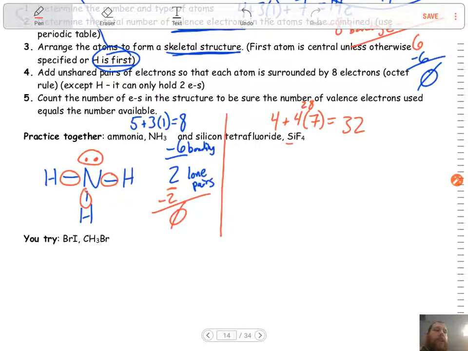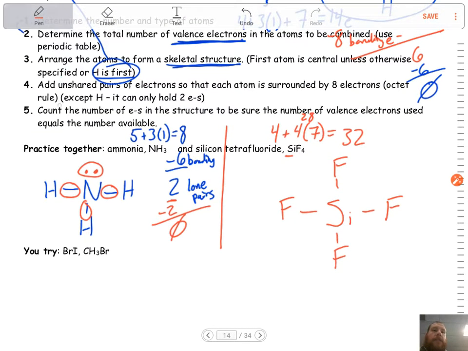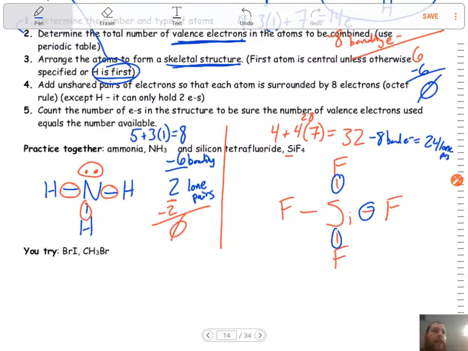What's going to be my central atom? Silicon's first. Put that in the middle. Each fluorine is going to be all around silicon, and I'm going to connect them all with a bond. How many electrons did I just use? I've got 4 bonds. That's a total of 8 electrons. So I've got 24 other electrons that are going to be considered lone pairs. Well, silicon has got 8. So silicon's happy. Now I need to get all my fluorines to be happy.